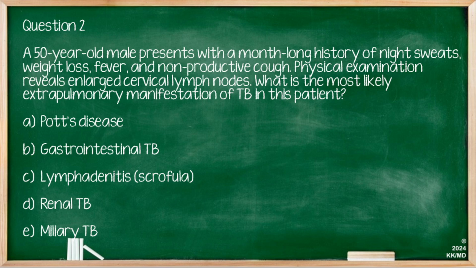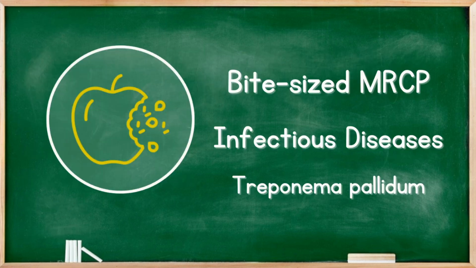The correct option is going to be option C, which is lymphadenitis or scrofula. So this is quite a straightforward case because they have given you a very classic presentation of pulmonary TB in a 50-year-old patient with night sweats, weight loss, fever, and a non-productive cough. However, they've also told you that on physical examination, you have picked up enlarged cervical lymph nodes. And if you recall, the cervical lymph nodes that are enlarged associated with TB is known as lymphadenitis or scrofula. Therefore, option C is the correct option.